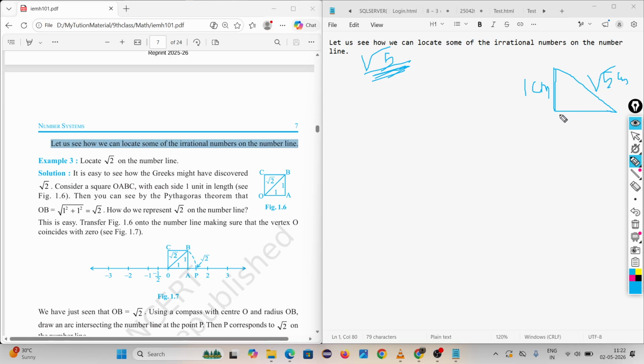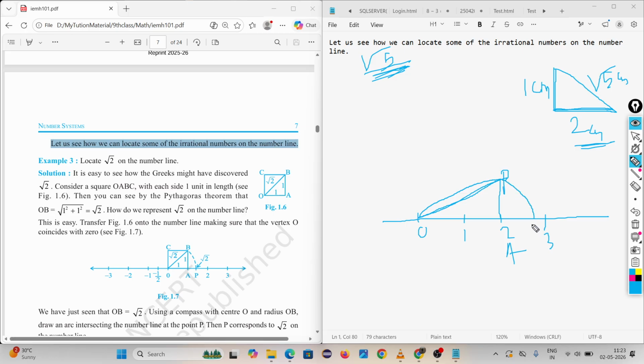Then tell me, base should be how much? Root 5 minus... 2. That means this time you have to take your base as 2. This time not 1, this time 2, because perpendicular is always 1 centimeter. Then connect O to P. Then by taking O as center and OP as radius, mark one arc. And the point at which it touches the number line, this is root 5.